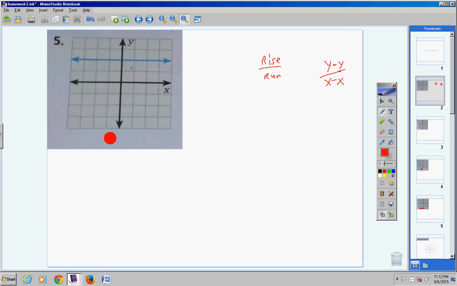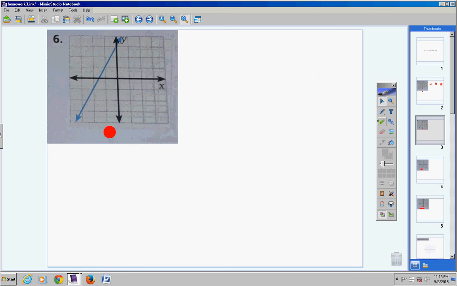Now, having said that, for numbers 5, 6, 7, and 8, we obviously have graphed lines. They're lines that are graphed for you. Now, there's no work for number 5. They want me to find the slope of a what line? Horizontal line. And we learned in your notes, all horizontal lines have a slope of 0. So that's it, we're finished. If you have a horizontal line, then you will have a slope of 0.